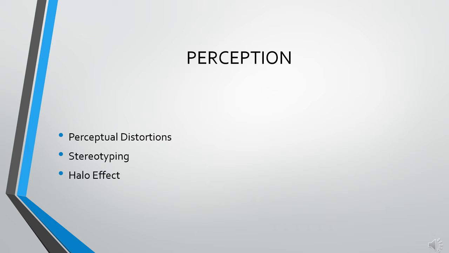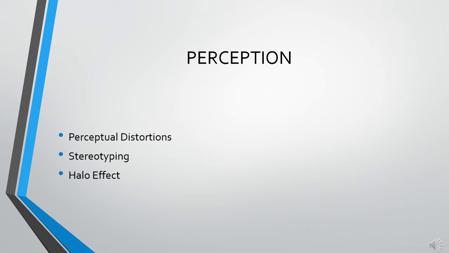Perception. Perception is the cognitive process that people use to make sense out of the environment by selecting, organizing, and interpreting information. People often see the same thing in different ways. Perceptual distortions are errors in perceptual judgment that result from inaccuracies in any part of the perception process.